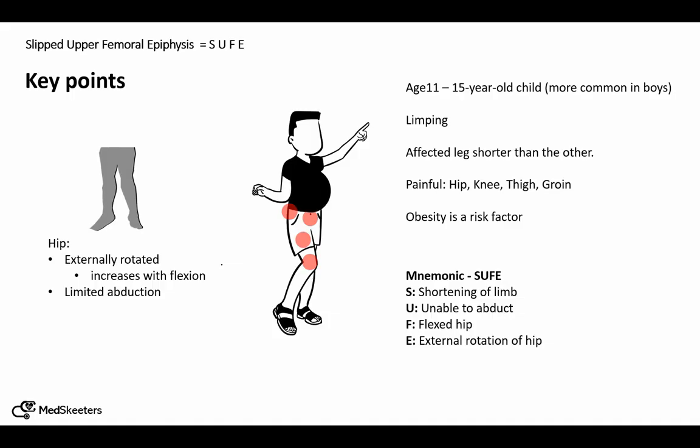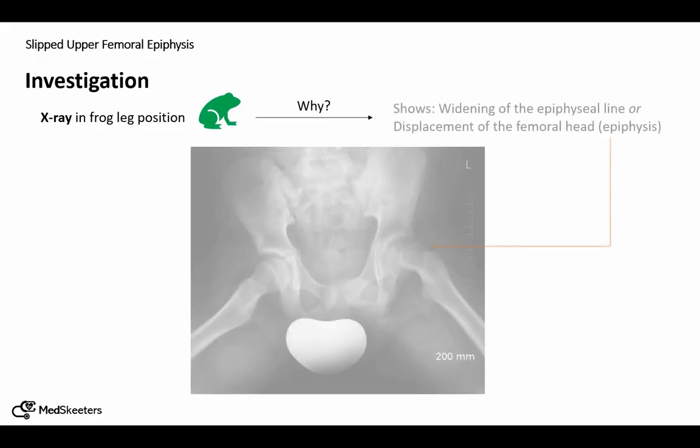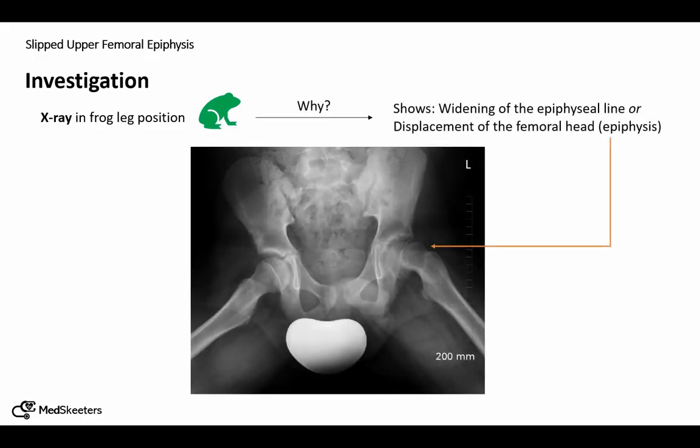What is the choice of investigation here? The choice of investigation in slipped upper femoral epiphysis is X-ray in frog leg position. Why in frog leg position? Because X-ray in frog leg position shows the widening of the epiphyseal line or displacement of the femoral head.